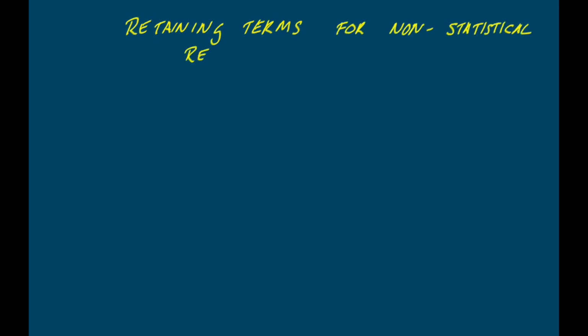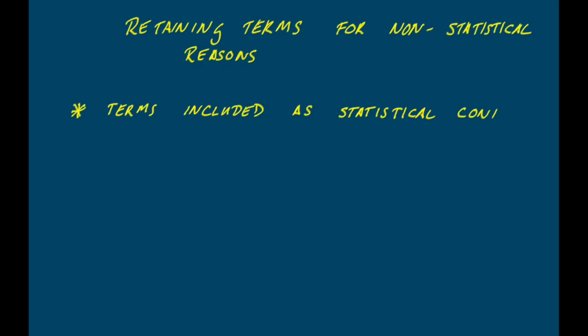So let's start with the question of when we might want to retain terms in a model for reasons that aren't associated with statistical significance or some other criterion that we might use to decide which terms stay in our model. Sometimes we want to include terms as statistical controls. And when we do that, we want to keep those terms in the model, whether or not they meet some artificial criterion of significance. So let's look at an example.